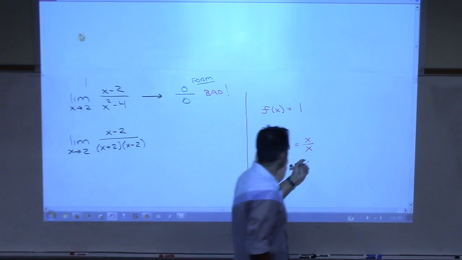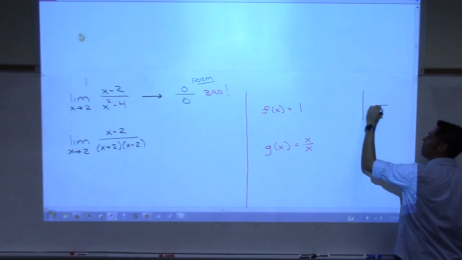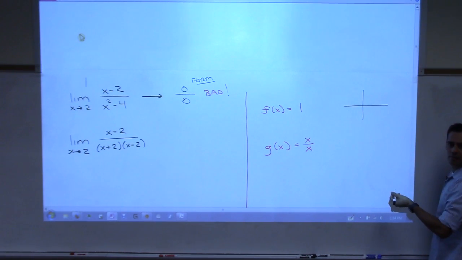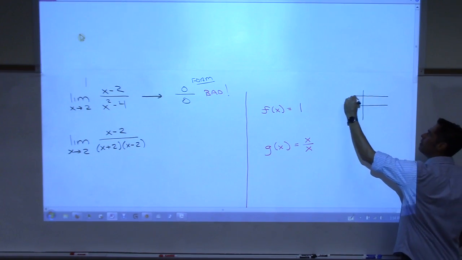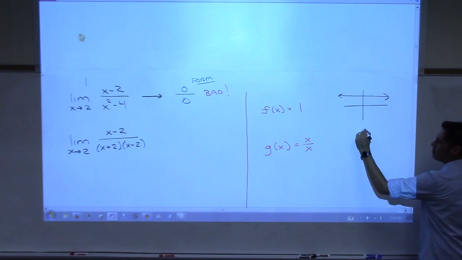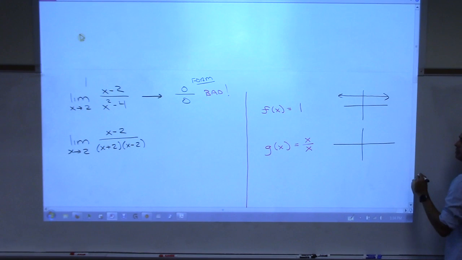Let me graph them. What does f of x equals 1 look like? It's always 1, right? Always. It looks like that. Okay, so what does this one look like? It looks the same, but it's got a hole at 0. At 0, it's not defined. Because if you try and plug 0 into that, you get 0 over 0, right? And it's not defined there.